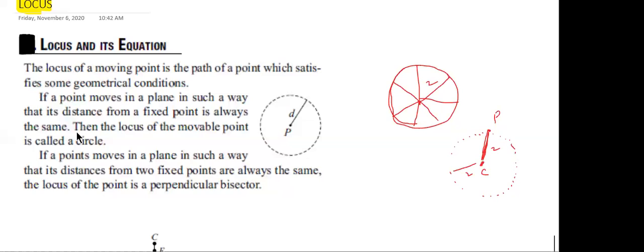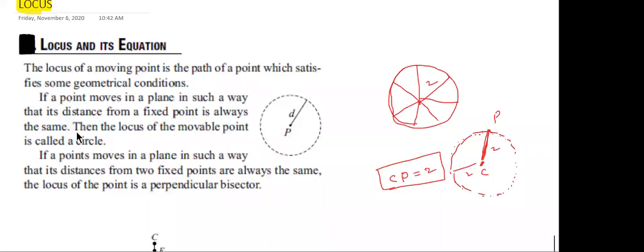Okay. The locus of a moving point is the path of a point which satisfies some geometrical conditions. Here, what is the geometrical condition, students? CP length 2 units. Anywhere you can take. So this path we will say that locus. What is the geometrical condition here? CP is equal to 2.